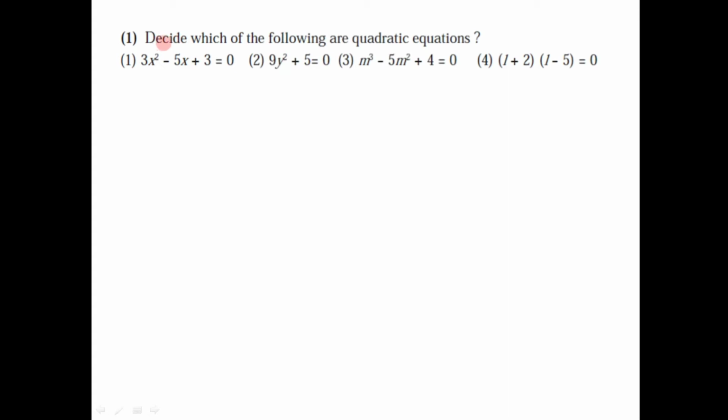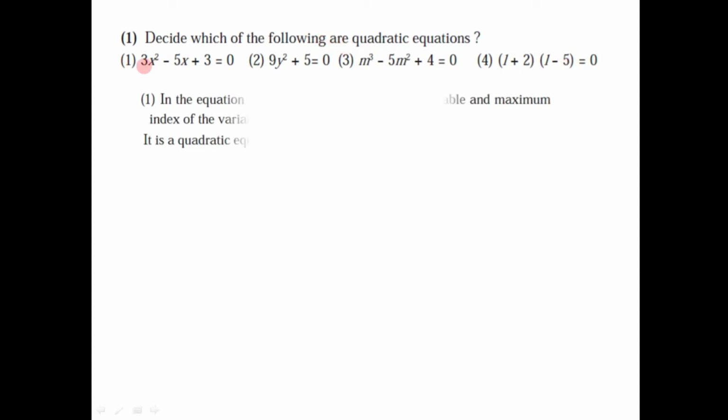Now based on that, we have one question. Decide which of the following are the quadratic equations. So some equations are given below. First is 3x square minus 5x plus 3 is equal to 0. 9y square plus 5 is equal to 0. Then the third equation is m cube minus 5m square plus 4 is equal to 0. And the fourth equation is (L plus 2) into another bracket (L minus 5) is equal to 0. We have to decide which of these four equations are quadratic equations.